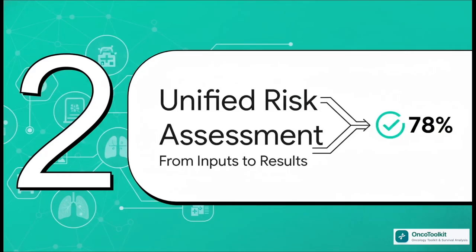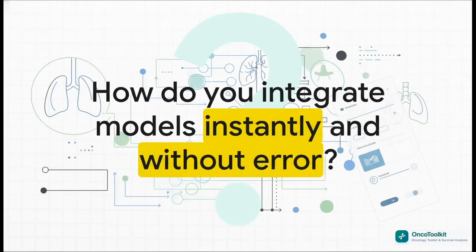recommend. All right, so that's the science, the evidence we're building on. Now for the fun part. Let's see how the technology actually puts this into practice and takes us from all those complex inputs to a single actionable result in seconds. But let's be real. How do you actually juggle all 3 of these complex models? I mean, they all have different variables, different weightings. How do you integrate them instantly with 0 chance of error when you're standing there at the point of care?